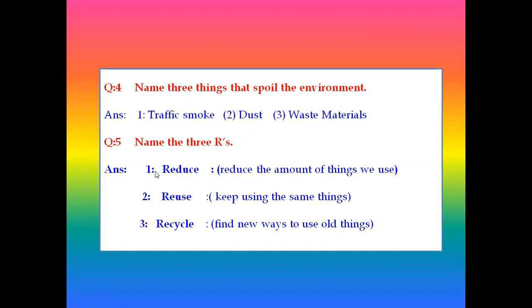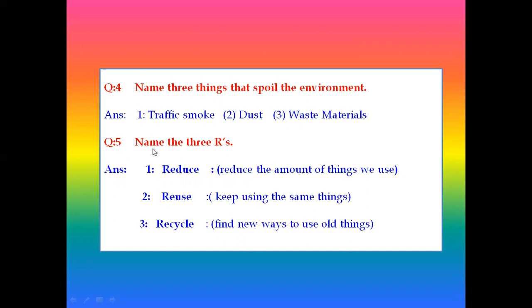Okay, students? Now listen again. Question number four. Name the three things that spoil the environment. Number one, traffic smoke. Number two, dust. Number three, waste material. Okay, these three spoil the environment.